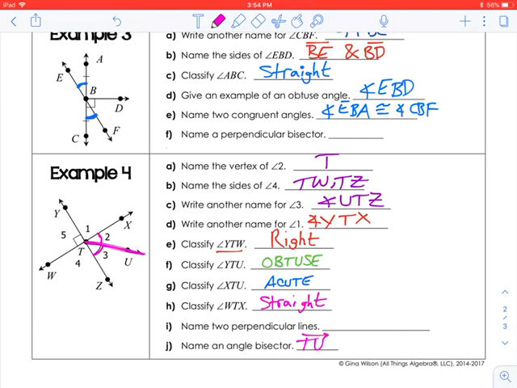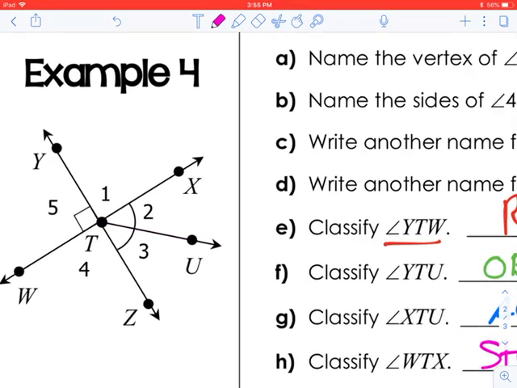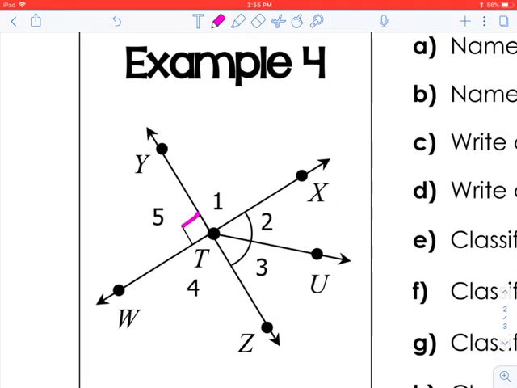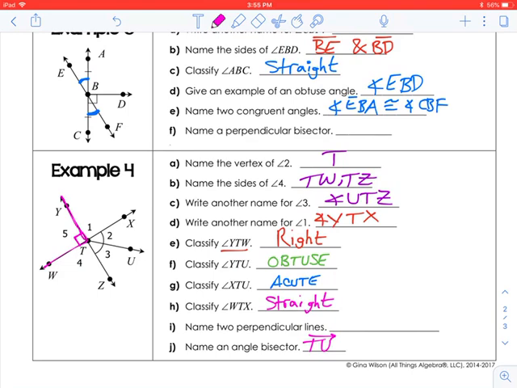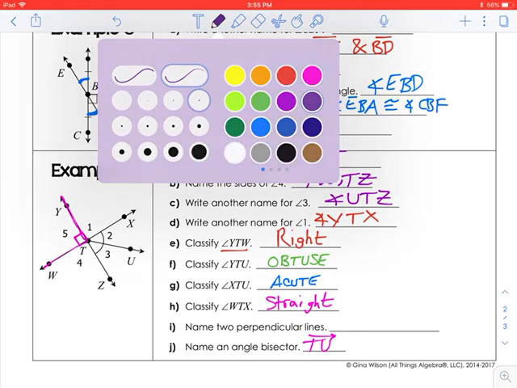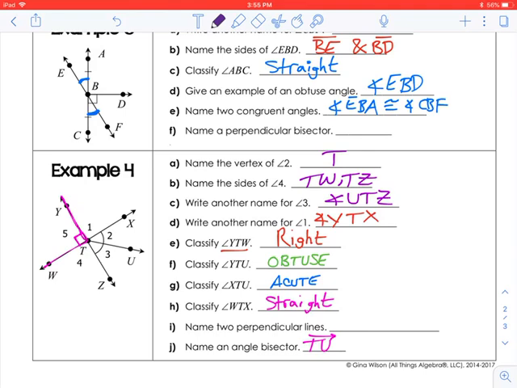We've got to be able to classify right, obtuse, acute, straight, and then you just have to be able to name some things. Like right here, I've got to be able to name angle 5. Angle 5 is WTY based on the sides and based on the vertex. You've got to really pay attention to where your letters are. I always like to start from one end of the angle to the next. We'll practice that plenty.